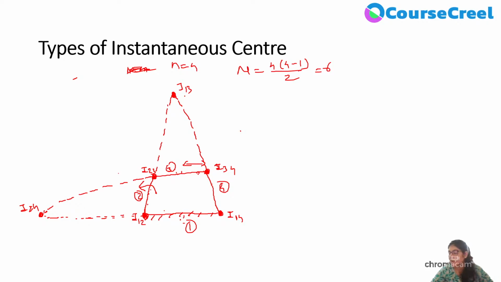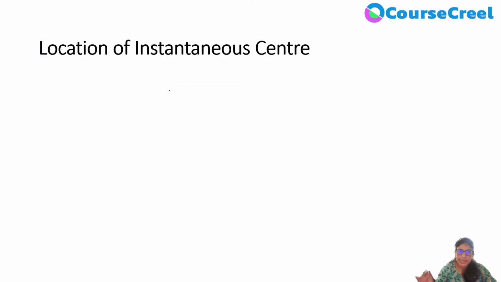ओके, क्योंकि अभी तक मेरे पास कुछ डाउट का कुछ भी आया नहीं है कि किसी को कोई डाउट है. ओके, सो दिस इज अबाउट द टाइप्स ऑफ इंस्टेंटेनियस सेंटर. नाउ लेट्स डिस्कस द लोकेशन ऑफ इंस्टेंटेनियस सेंटर. ओके, तो लोकेशन जो है वो हम 4 पार्ट में यहाँ पे डिफाइन करेंगे. किस तरह से लोकेशन डिफाइन करते हैं.